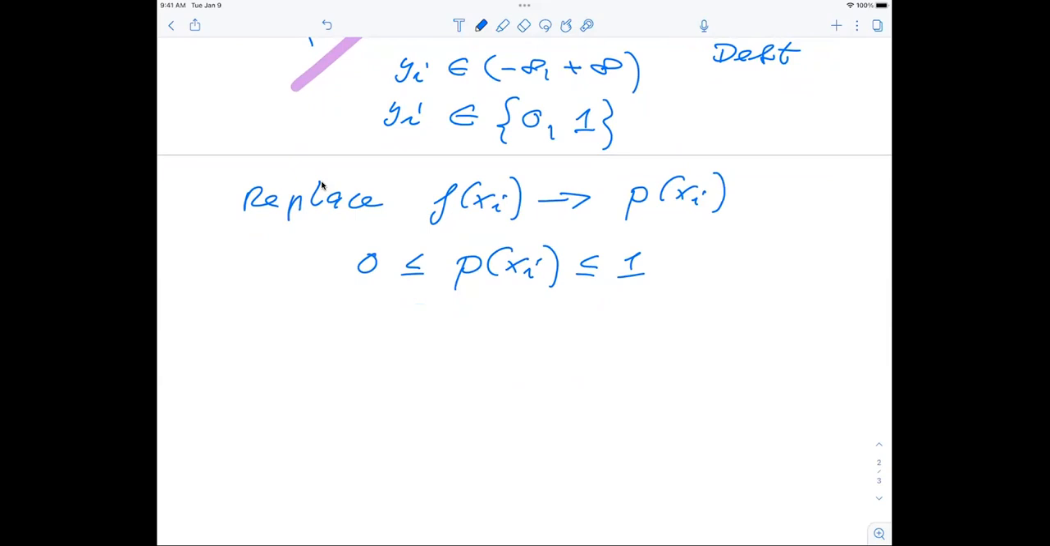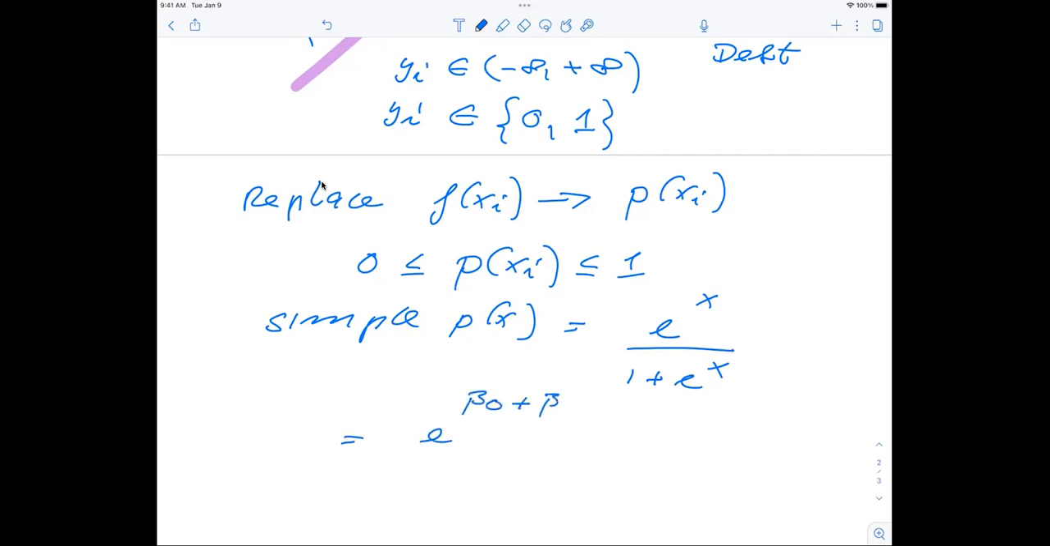And one of the simplest ones, a simple variant, p of x, and now I'm just going to put an x here instead of y, x of i, is actually to write this in terms of e to the power of some argument x divided by 1 plus e to the power of x. But normally what we end up with is something like this. So we would have e, this is the simplest possible form, e to the power of beta 0 plus beta 1 times x divided by 1 plus e to the power of beta 0 plus beta 1 times x.